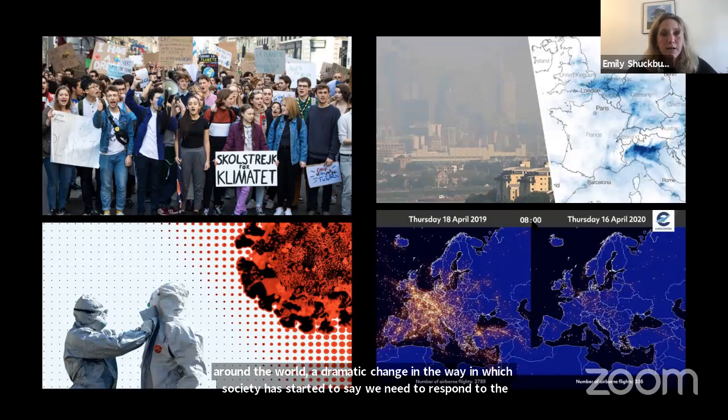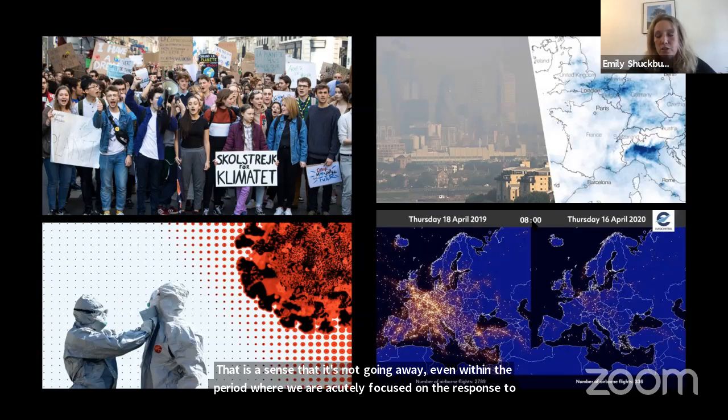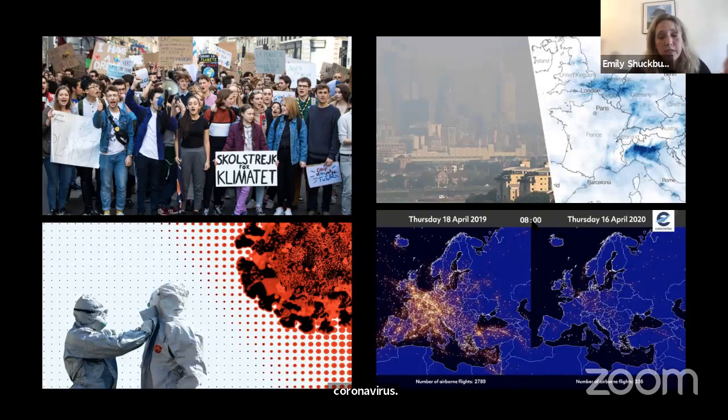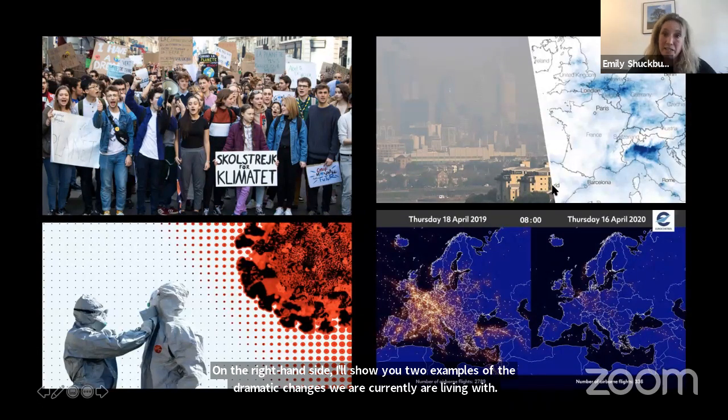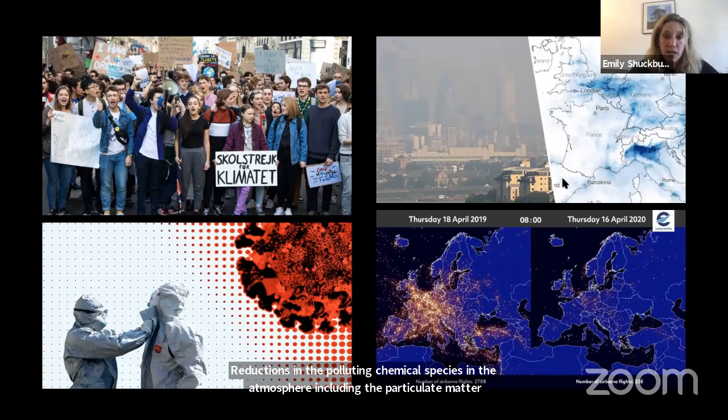And I think that is a real sense that's not going away, even within the period where we're acutely focused on the response to coronavirus. On the right-hand side there, I just show you two examples of the very dramatic changes that we're currently living within. As a result of the lockdowns that have occurred around the world, we've seen dramatically improved air quality in many cities around the world, including in London, reductions in the polluting chemical species in the atmosphere, including the particulate matter that causes so much ill health and indeed mortality, deaths around the world as a consequence of that poor air quality.